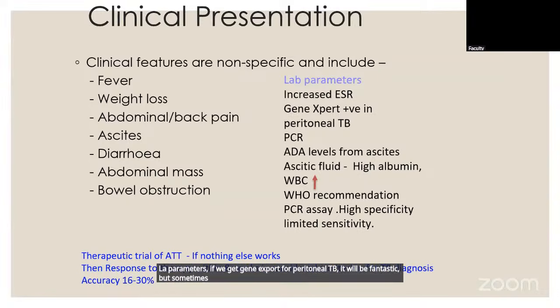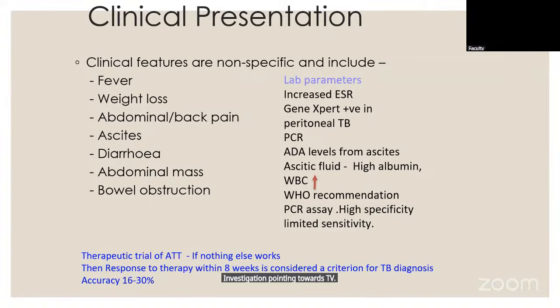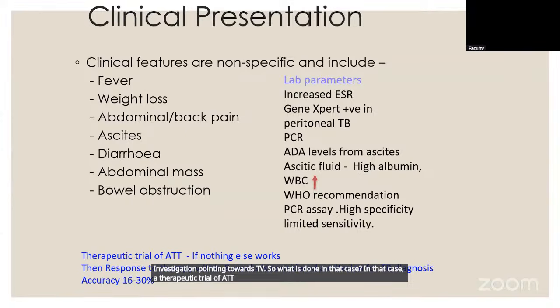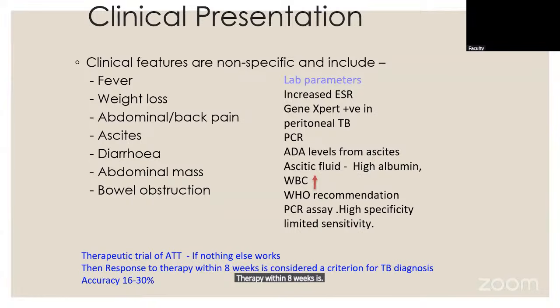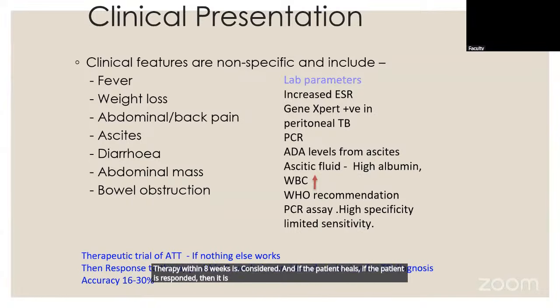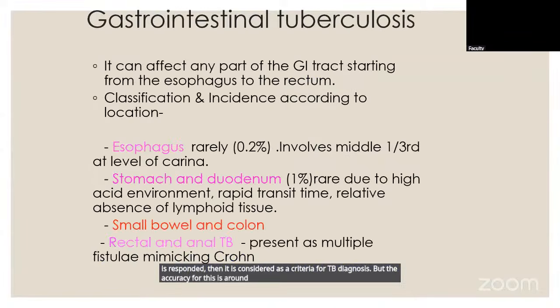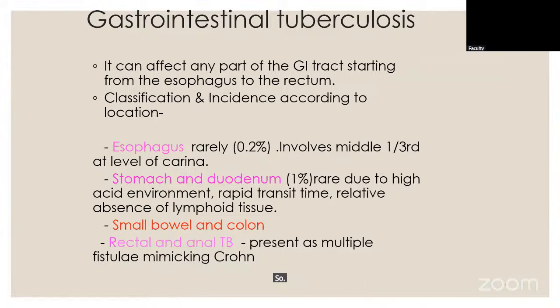But sometimes we may not get the classical investigation pointing towards TB. So what is done in that case? A therapeutic trial of ATT is given, and response to the therapy within 8 weeks is considered. If the patient has responded, then it is considered as a criterion for TB diagnosis. But the accuracy for this is maximum around 30% only.